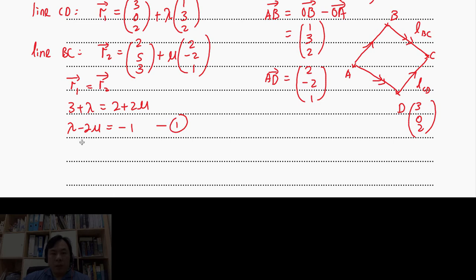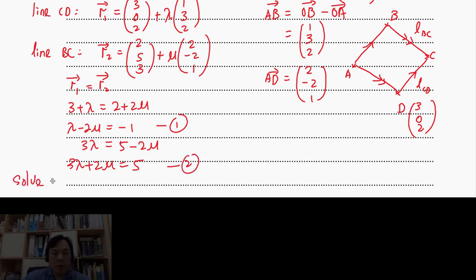And then after that, I can have my 3 lambda is the same as 5 minus 2 mu there. It passed through D, 3, 0, 2. Oh yeah, it passed through D. Yep, correct. You're right. Okay, so from here we have 3 lambda plus 2 mu is equal to 5. That's my second equation.